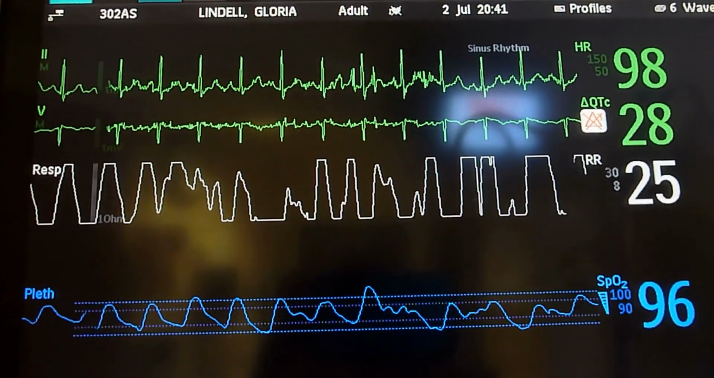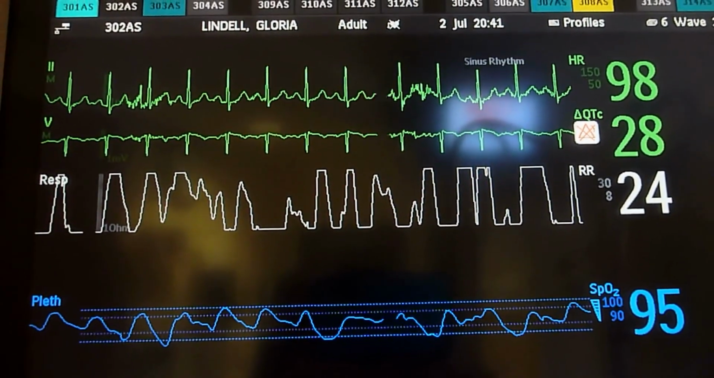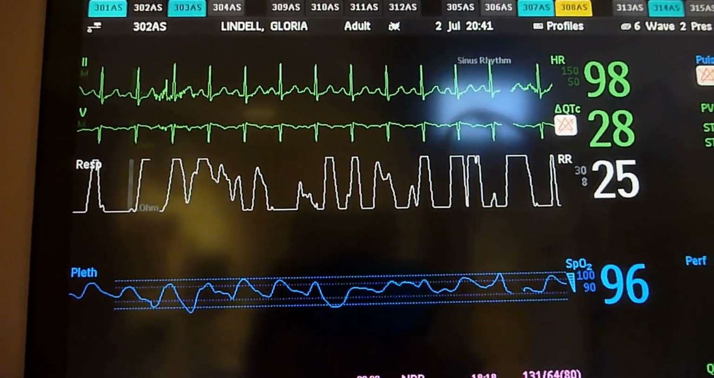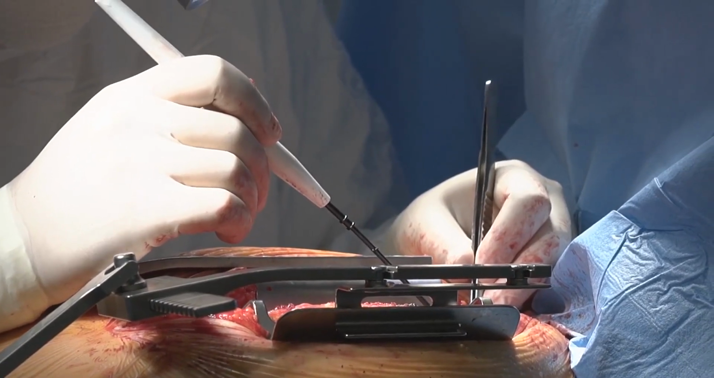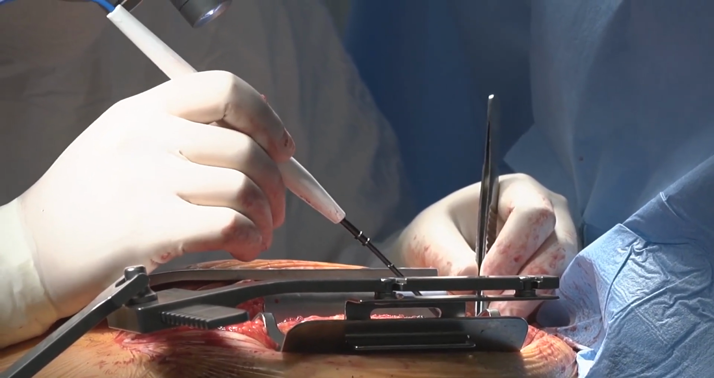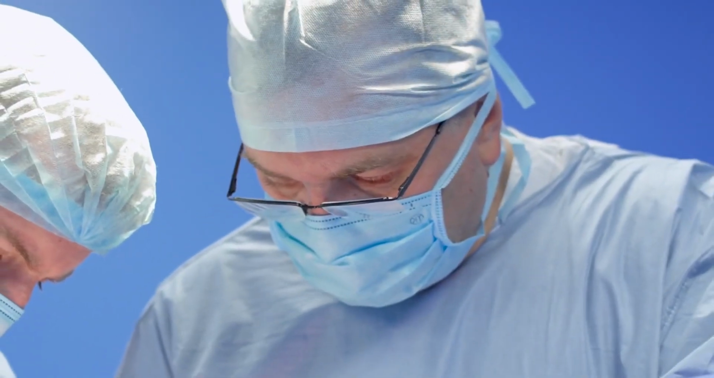Closure and recovery. After the resection and reconstruction, the chest is closed, and the patient is monitored in an intensive care unit, ICU, for recovery. The goal is to stabilize the patient and ensure that the new sections of the aorta and valves are functioning correctly.